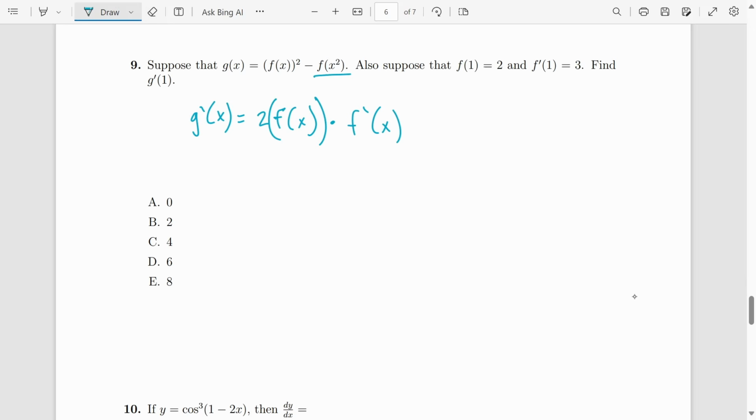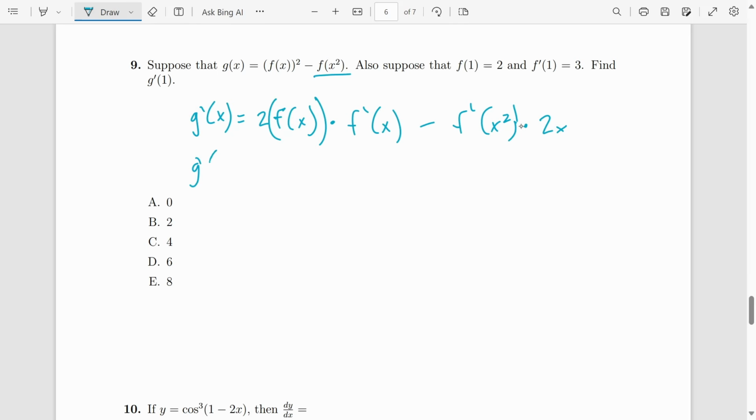The right one now, f of x squared. This is going to be f prime of x squared, and then another chain rule here. We have to multiply by the derivative of the inside. The inside is x squared, so we multiply by its derivative, which is 2x. So that is our derivative.